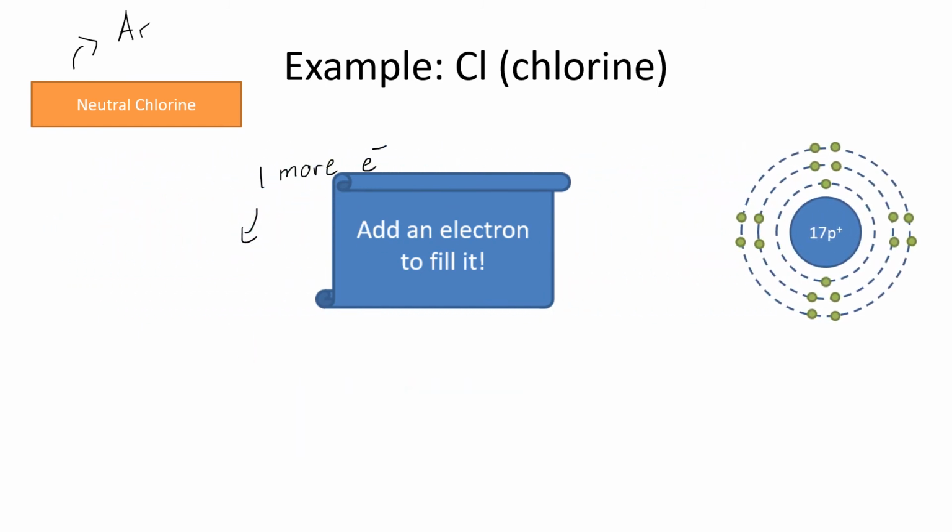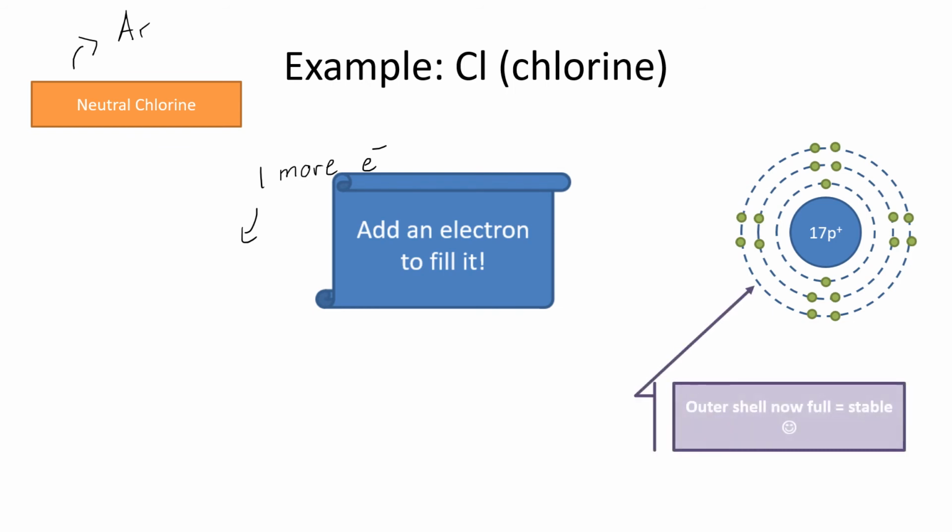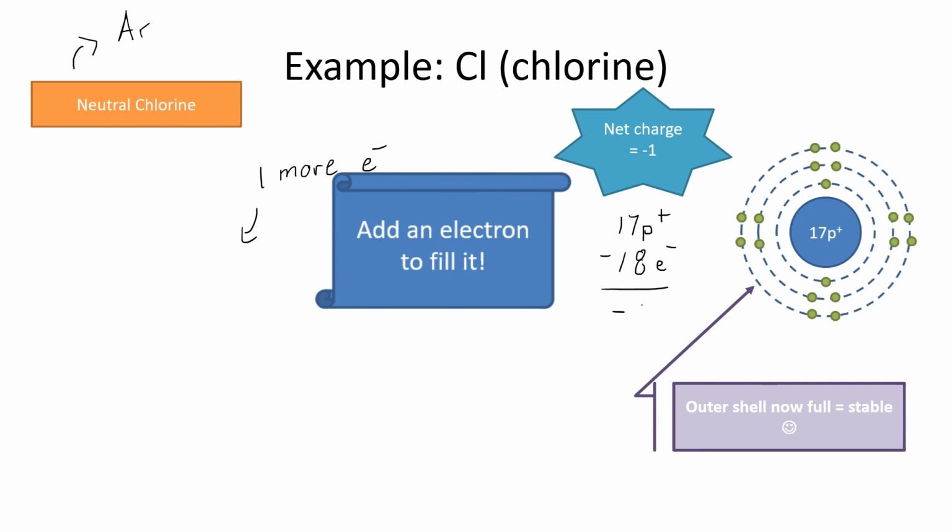So if we add an electron to fill it in, well, now I have that configuration like argon. My outer shell is full, so now chlorine is stable. And my net charge would be -1 because I have 17 protons, that hasn't changed, but now I have 18 electrons. And when I do 17 minus 18, my net charge becomes -1. So this would be ionic chlorine.